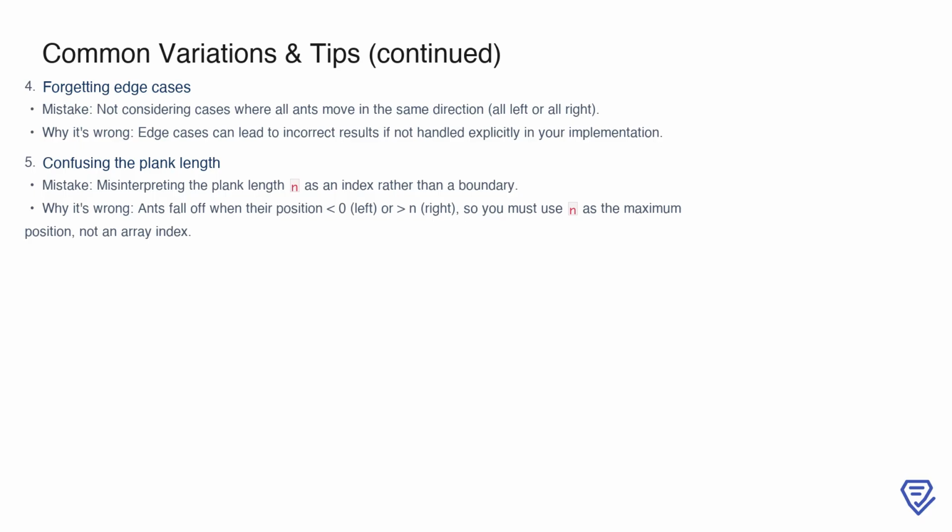Additionally, it's important to remember edge cases, such as when all ants move in the same direction, either all to the left or all to the right. Forgetting these cases can lead to incorrect results if your implementation doesn't handle them explicitly.